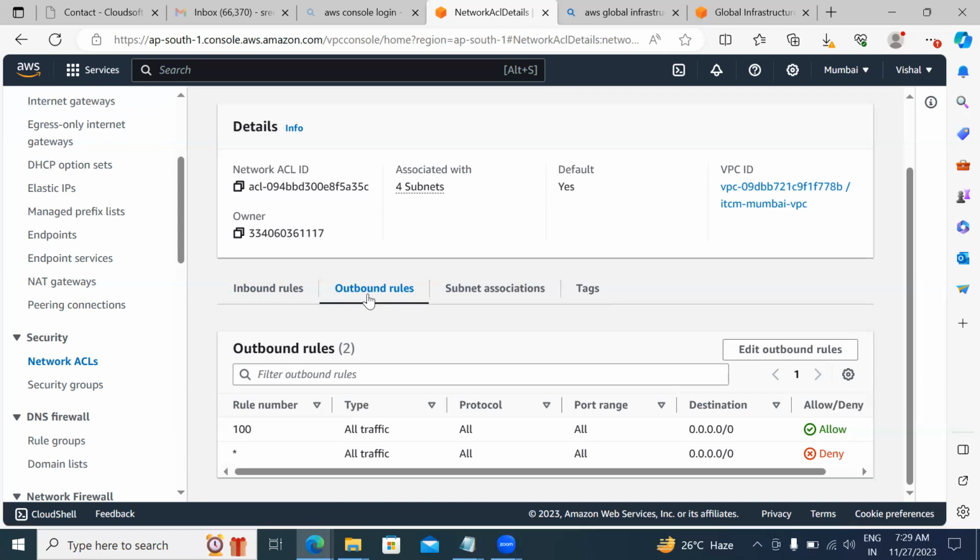Tomorrow again we'll revise this. On top of that, we'll go for more components like NAT devices, VPC peering, and endpoints. These are all more important for us. Okay? Okay, sir. Sure.